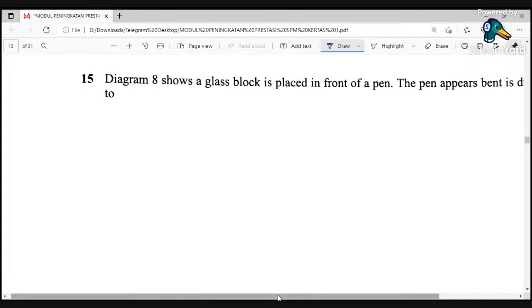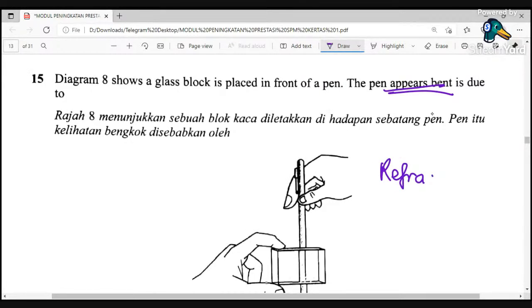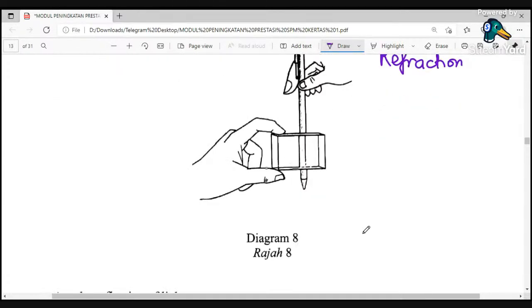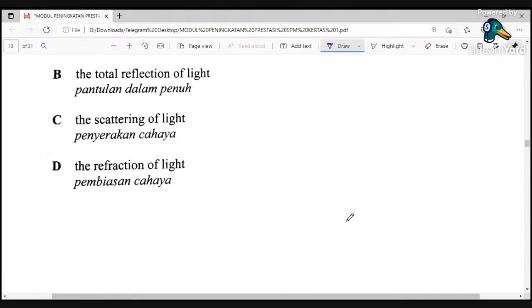Number 15, a glass block is placed in front of a pen. The pen appears bent. Okay, nampak ni soalan dia. The bending of light, konsep apa? Refraction. Tengok gambar tu dah boleh nampak lah apa dia punya wave phenomenon, adalah refraction of light. Okay, jawapan D.